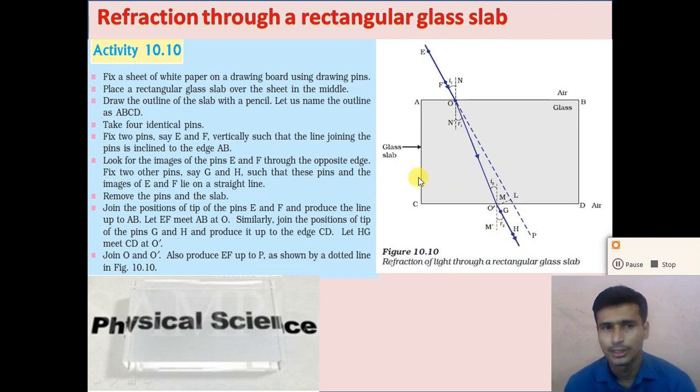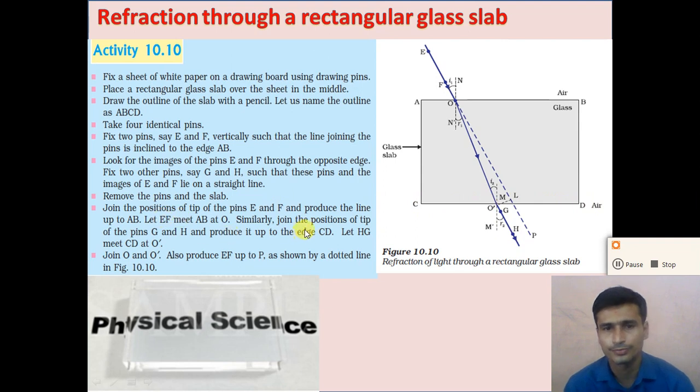Right? Now remove the pins and glass slab. So now remove all the pins. We mark the four pins E, F, G and H. Now remove all four pins and the glass slab and join the positions of the tips of the pins E and F and produce the line up to AB. Now draw the line joining E and F and produce this line to AB. Similarly, draw a line from the pins G and H up to CD.